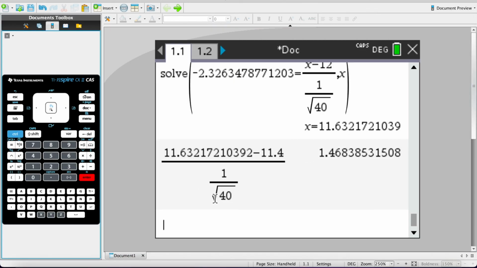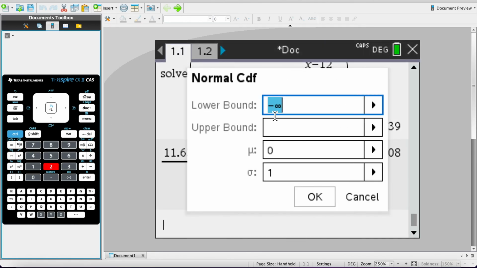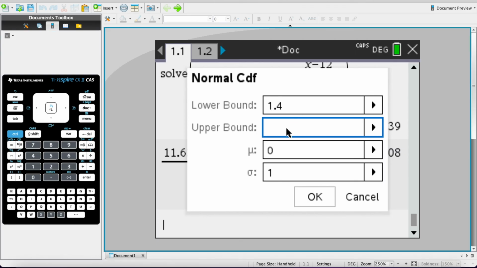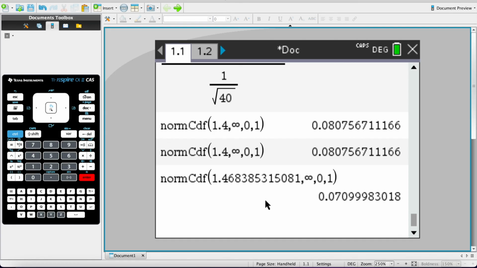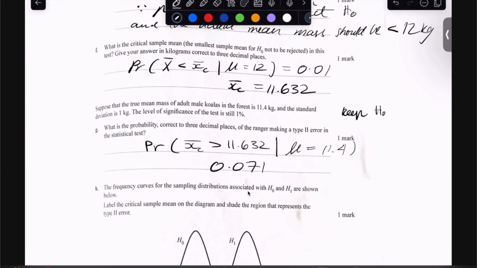So that's the z value, and you want the probability that it's greater than this. So menu 5, 5, 2, and I'm just going to put in a certain value. I can't remember the value, but you can enter it down after. The upper bound is infinity, and it's a standard normal, so enter that. Now here you just want to use the value that is fully here. So it is 0.07 to 2 decimal places, to 3, 0.071. Correct to 3 decimal places.